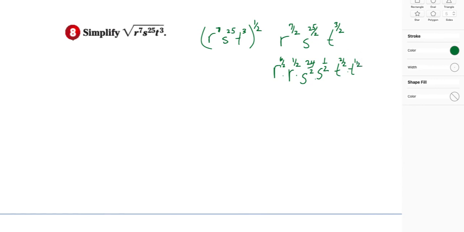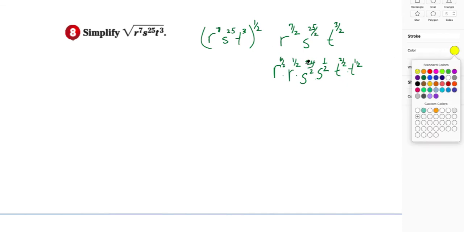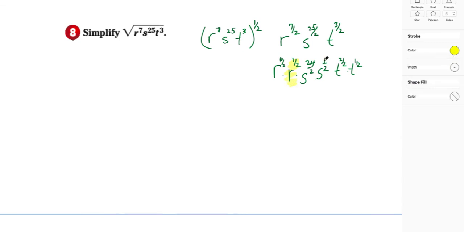And so these guys that have fractional exponents that will not resolve are going to be left underneath the radical. And so we have r, s, t, and that's the square root of rst. But what's going on the outside? Well, 6 divided by 2 is going to be r to the 3rd power.